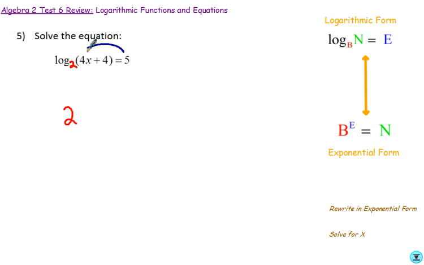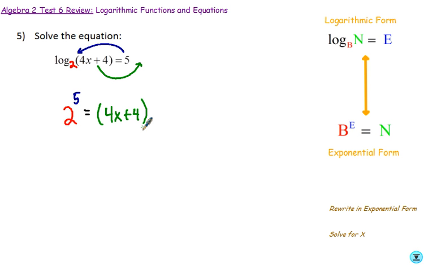And then the other two guys just switch places. So 5 comes over, becomes my exponent. And then that whole chunk, right, so they're in parentheses there, that whole group is going to move over. So not just 4x or not just 4, but that whole thing is moving. 4x plus 4. Okay.